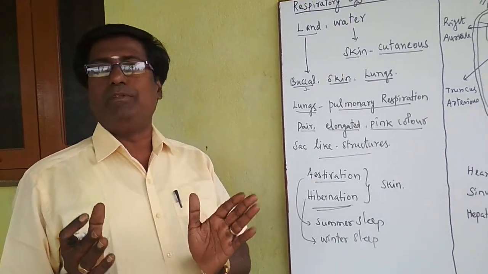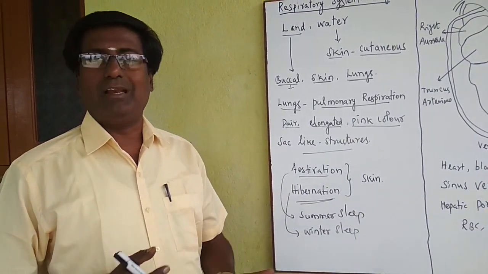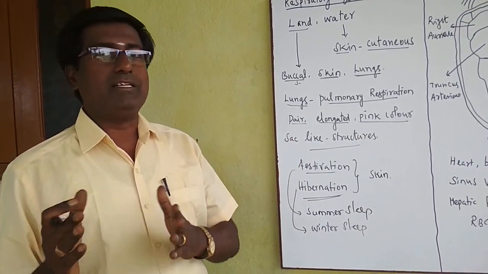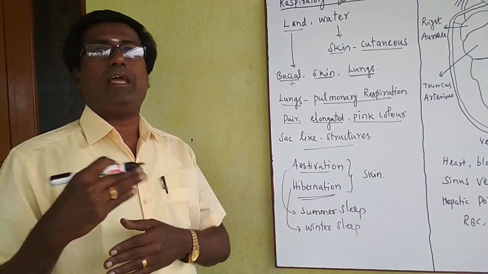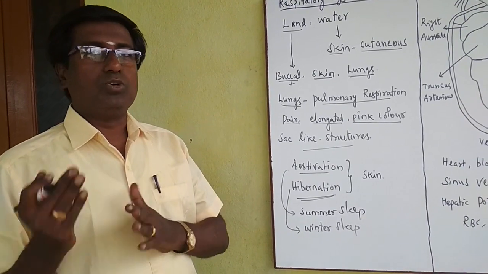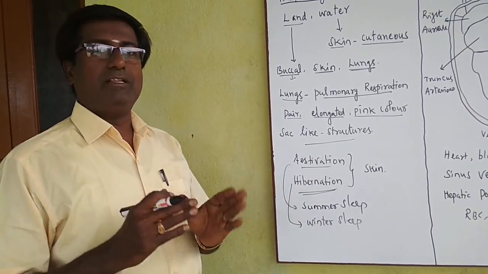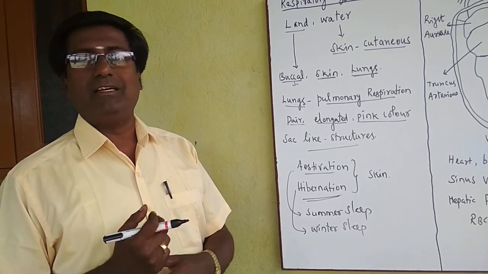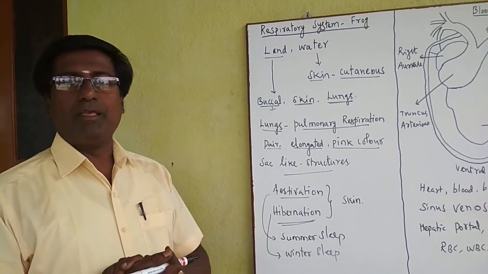Aestivation means summer sleep. When the temperature is too high, the frog hides its body and respires through the skin. Another one is hibernation, called winter sleep. When it is too cold, they hide their body in the mud and respire through the skin. So during aestivation, summer sleep, and hibernation, winter sleep, they respire through the skin. This is the skin mode of life. These are the respiratory patterns of the frog.